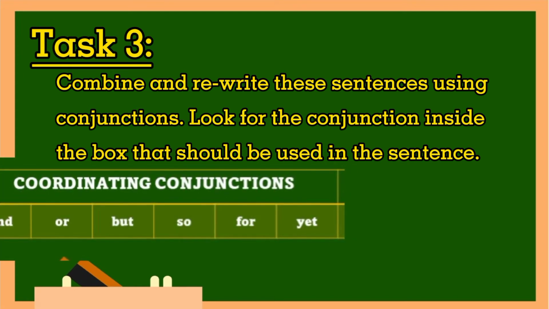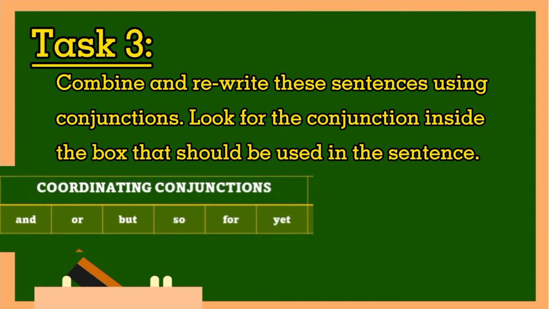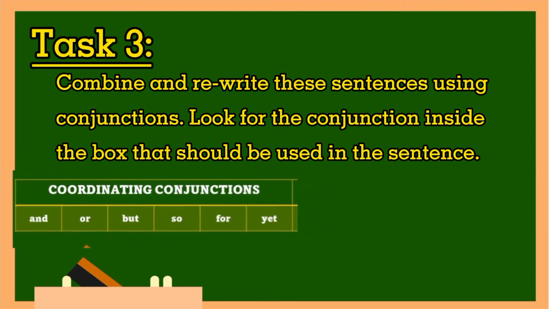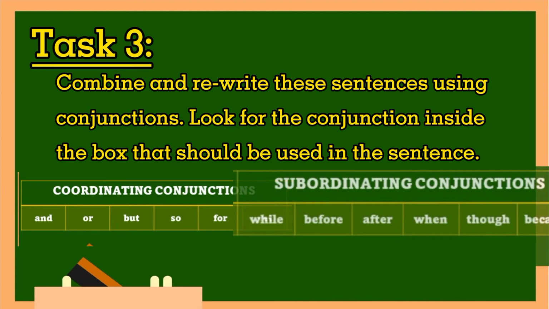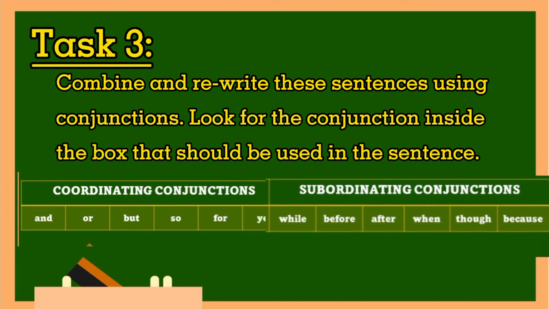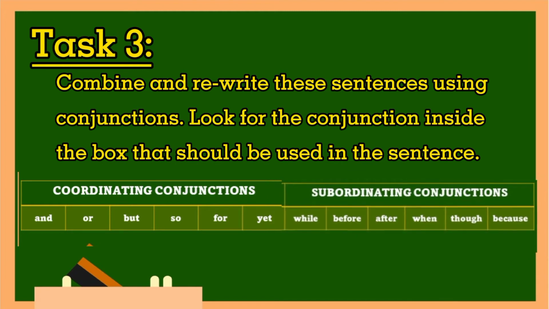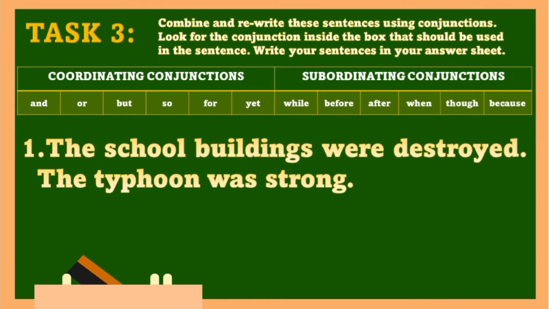Under coordinating conjunctions, we have and, or, but, so, for, yet. Under subordinating conjunctions, we have while, before, after, when, though, because. Number 1. The school buildings were destroyed. The typhoon was strong.